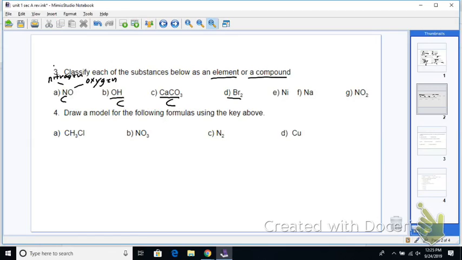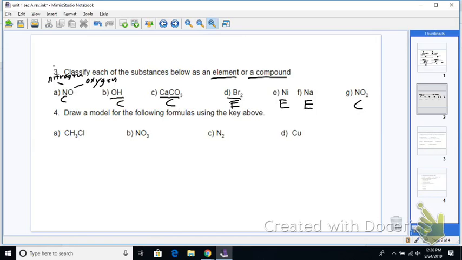Bromine, you only have one element there. So that's an element. You only have one there, it's just combined to itself, so it's still an element. Nickel's an element, sodium's an element, you can tell because the first one's uppercase, the second one's lowercase. And this one's a compound because it's got two capital letters next to one another. Question?